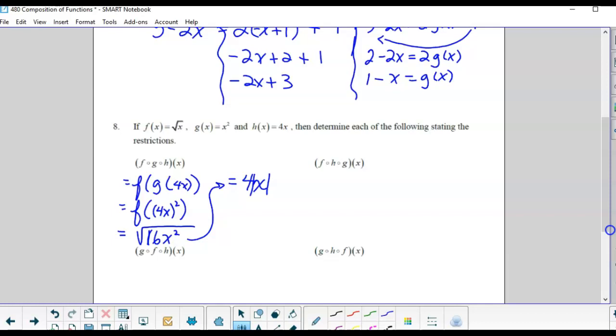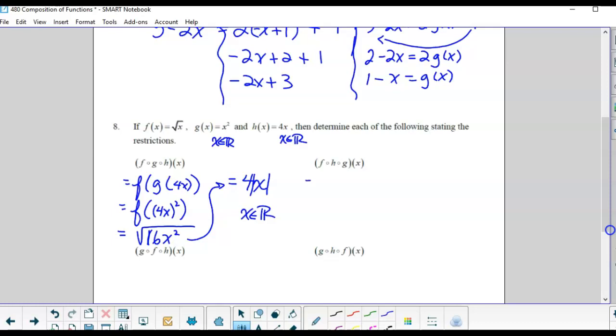So when we think about the restrictions, we're starting with the inside. This is all real numbers, so we'll get anything out. Then we're squaring. This is all real numbers. And so x could be anything here. If we have the absolute value, that's going to be our result. So x is going to be all real numbers in this case.